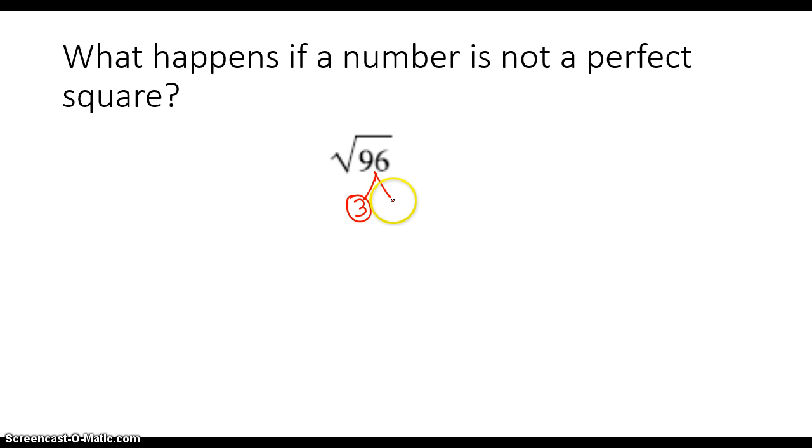And so 3 can go into 96 32 times. 4 times 8 is 32. 4 can be broken down into 2 times 2. 8 can be broken down into 2 times 4. And 4 can be broken down into 2 times 2. So now what I have is the square root of this big, long prime factorization.